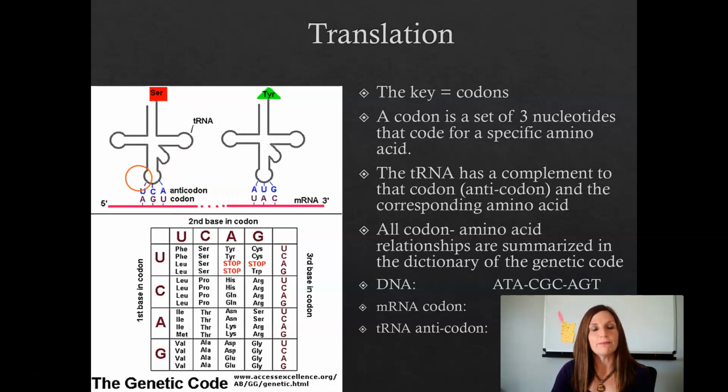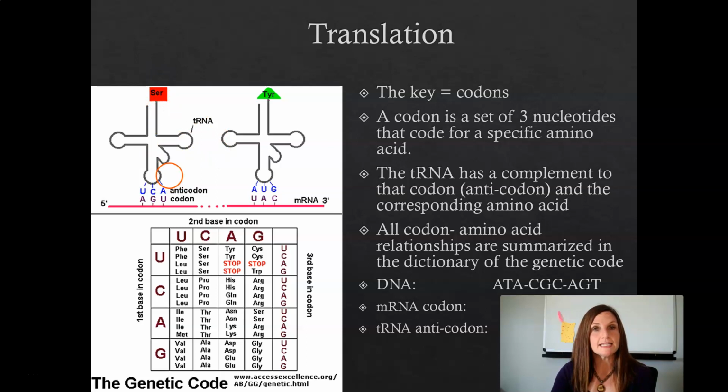And they are going to complement a piece of tRNA. The tRNA is made of a whole bunch of RNA bases here. But right at this far end, at the anticodon, it has the complement UCA. So A goes with U, G goes with C, U goes with A. And this anticodon connects to a particular amino acid, in this case, serine.